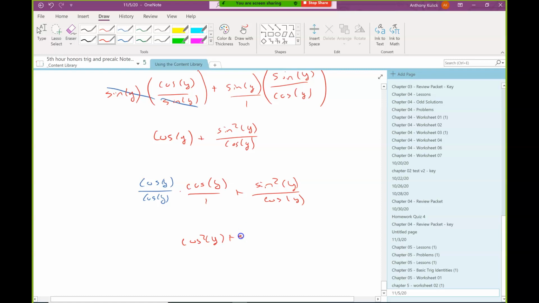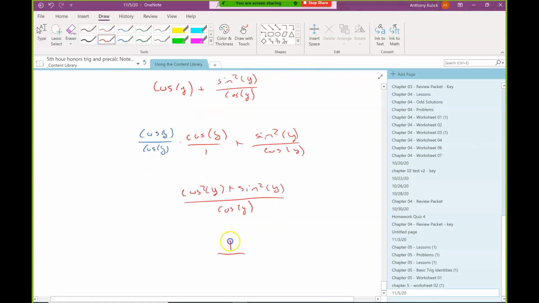Elizabeth? Absolutely. Sine squared plus cosine squared is equal to 1. That's one of our Pythagoreans. Elizabeth? Yep. That's as good as we can do. We're down to a single trig function. Lovely. Okay.